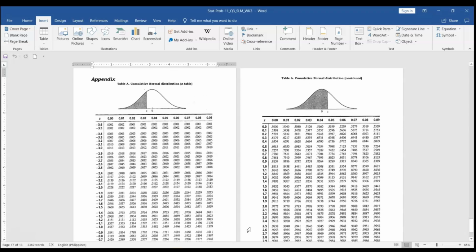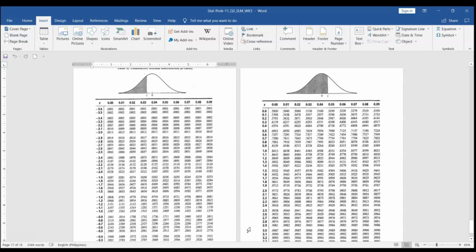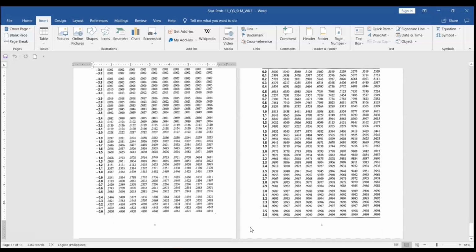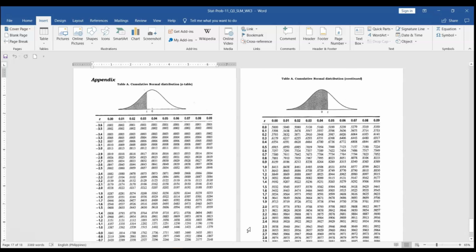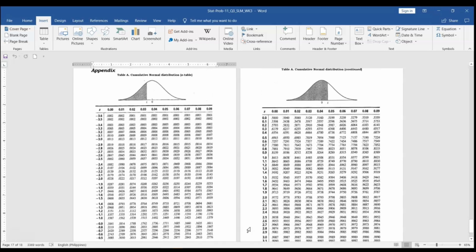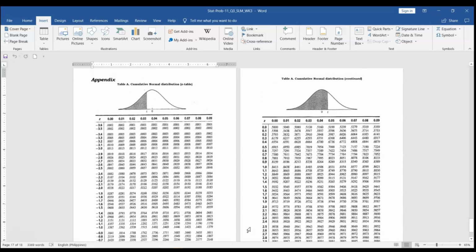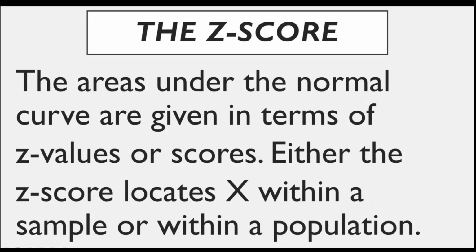It contains the z-scores, the corresponding z-scores of your raw data, and their corresponding areas under the normal curve. Later on, we're going to learn how to use this table in order for us to interpret the data under the normal curve. The areas under the normal curve are given in terms of z-values or scores. So the z-score locates x within a sample or within a population. These z-scores are another way of locating your values of x under the normal curve.